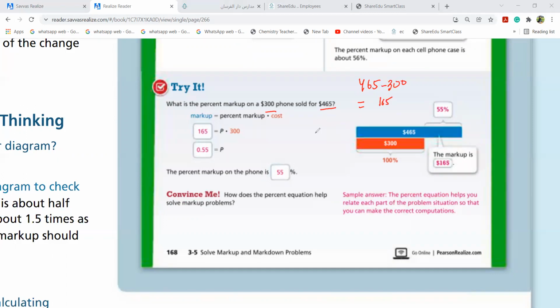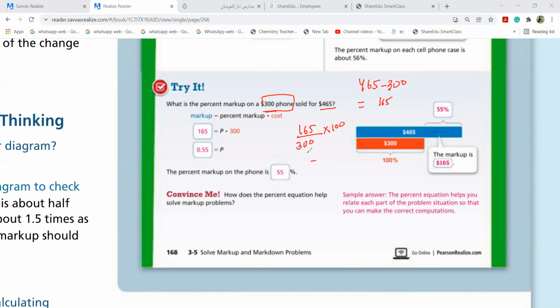And you know how you will solve it by your own? You just write this down. But what did I teach you? Mark up divided by the total, multiply by 100, right? No, do it again. Sorry, not 465. It is 165 over 300, because the phone was 300.